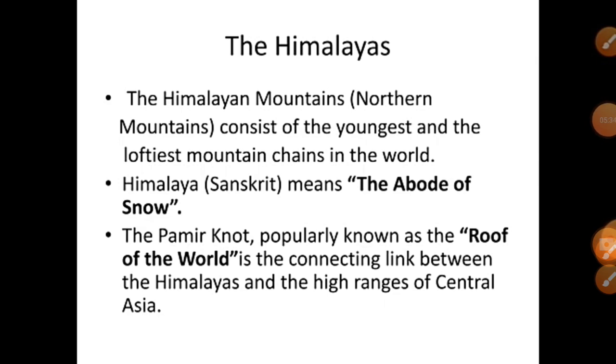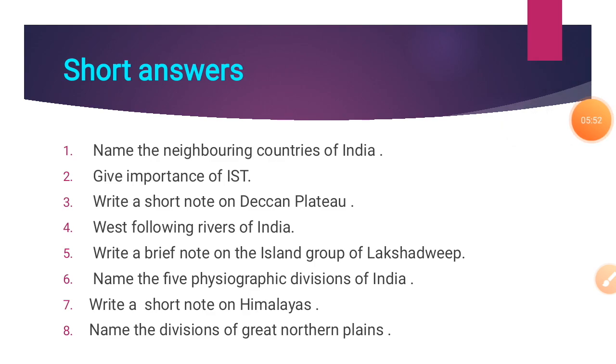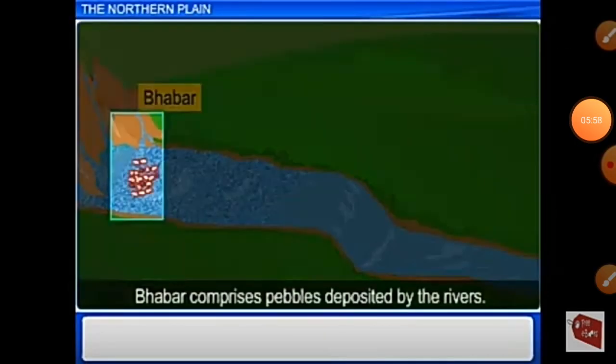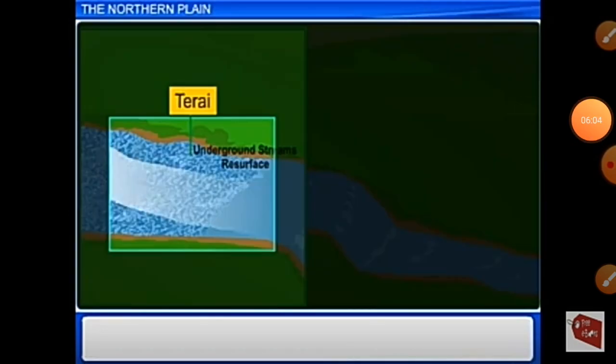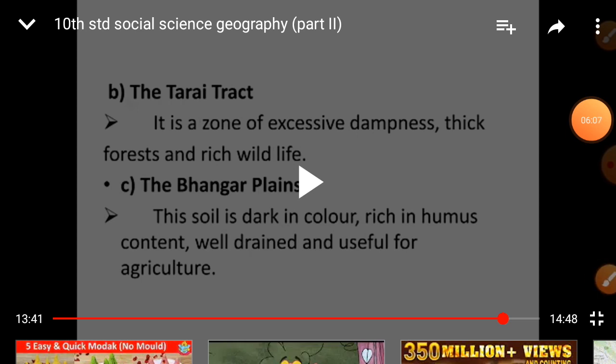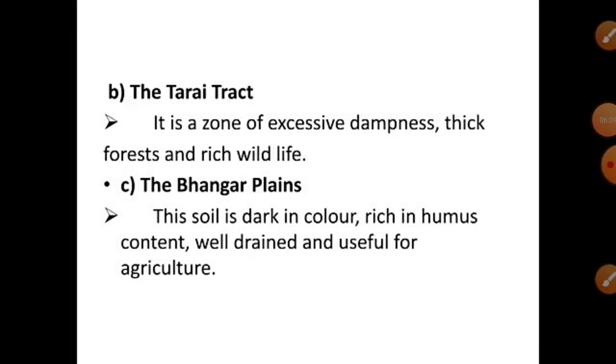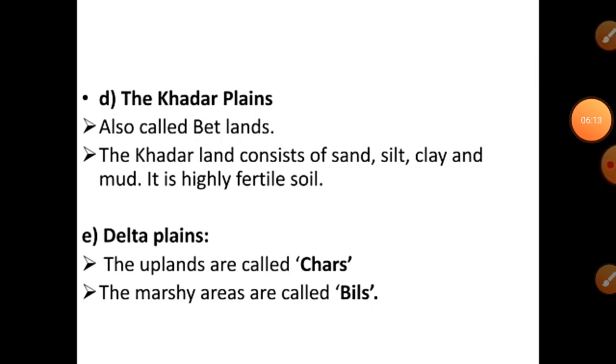Students, it will be asked as a give reason also. Why are Himalayas called young fold mountains? Because they were formed only a few million years ago. That is why they are called young fold mountains. The last question is, name the divisions of the Great Northern Plain. That is Bhabar Plain, Tarai Plain, Bangar Plain, Khadar Plains and Delta Plains.